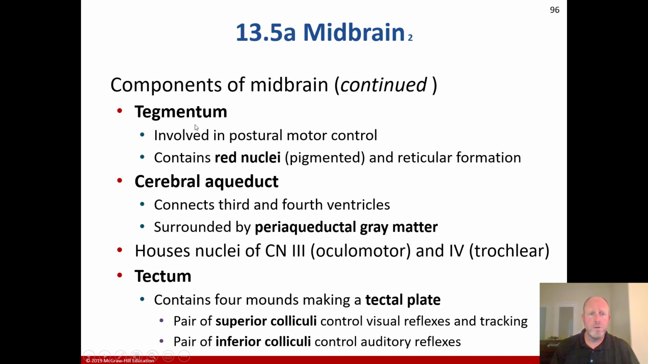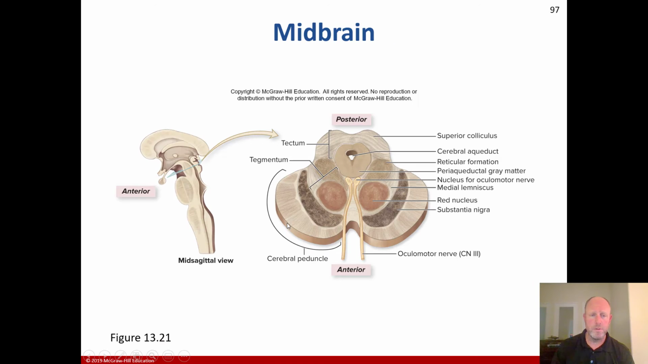For the midbrain, also, the tegmentum is involved in postural motor control. It contains our red nuclei, which are pigmented, and our reticular formation. The cerebral aqueduct connects the third and the fourth ventricles. It's surrounded by the periaqueductal gray matter. And the midbrain houses nuclei of cranial nerve 3, which is oculomotor, and 4, the trochlear. The tectum contains the four mounds, making the tectal plate. The pair of superior colliculi control visual reflexes and tracking, and the pair of inferior colliculi control auditory reflexes.